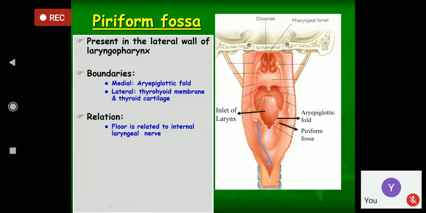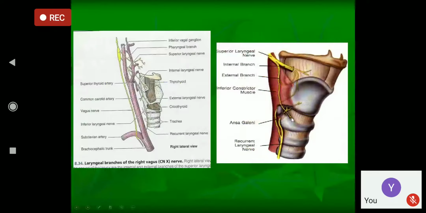Now what about the lateral? When you feel this part laterally, we have the lamina of the thyroid cartilage. The thyroid cartilage has two lateral laminae. Just above the thyroid cartilage over here we have the hyoid bone, and over here we have the thyrohyoid membrane. Can you see the lamina of the thyroid cartilage and the hyoid bone, and the membrane known as the thyrohyoid membrane? So the pyriform fossa will be present over here.